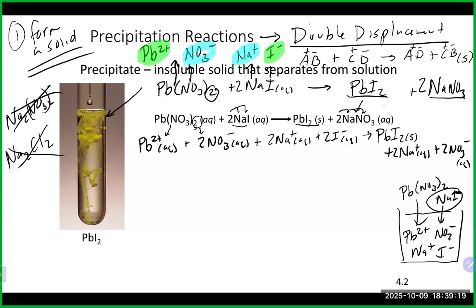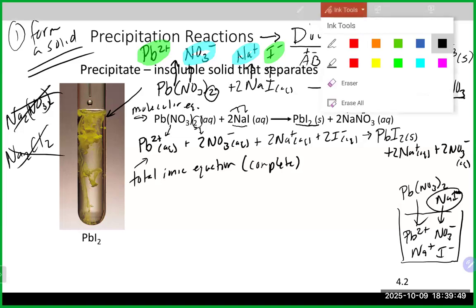We'll start with the first equation. This equation is what is known as the molecular equation. This equation is the total ionic equation. Or again, some people call it the complete ionic equation, or some people just call it the ionic equation.